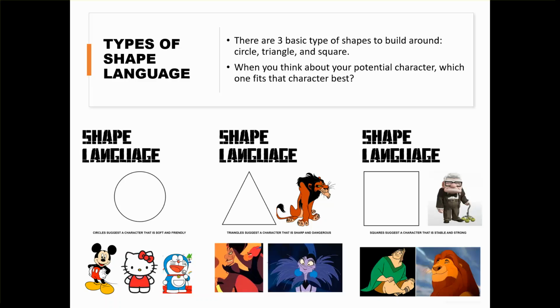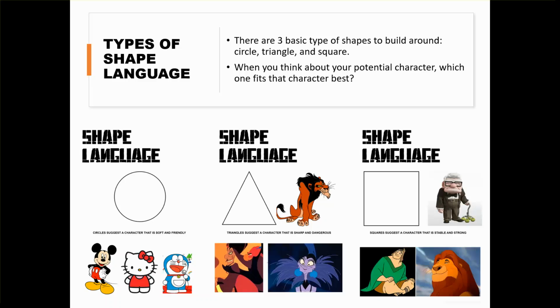If you look at the next set, the triangular shapes. Triangles suggest a character that is sharp and dangerous. Can also be devious, athletic, sleek. So if you look at Jafar from Aladdin, his shapes are more angular. They are more triangular in shape. Same thing, Scar from Lion King.